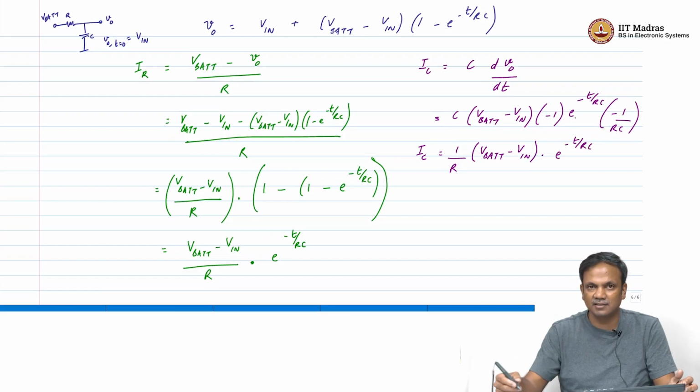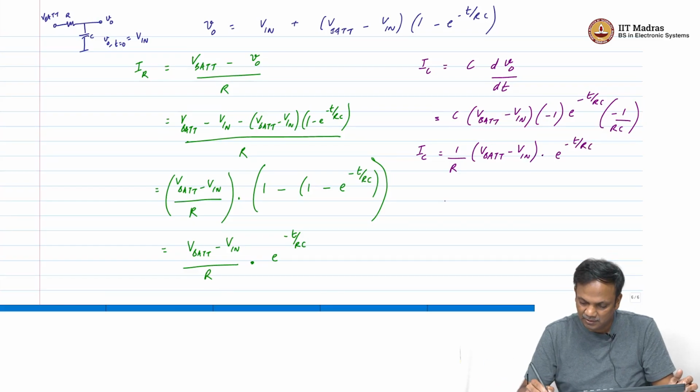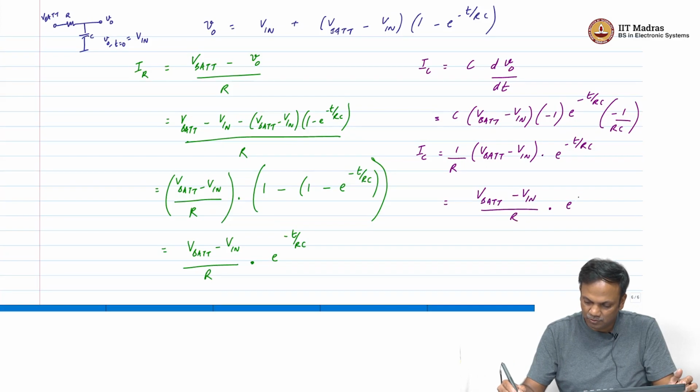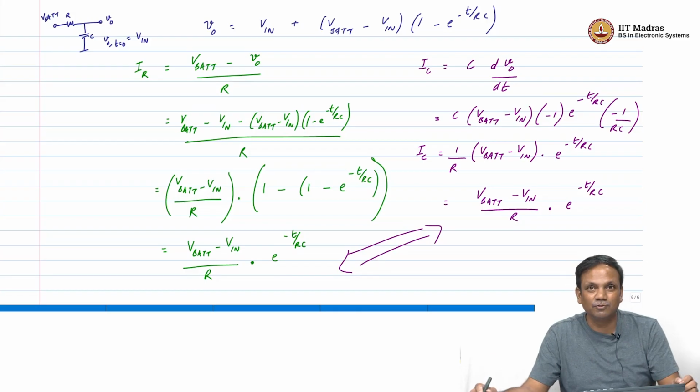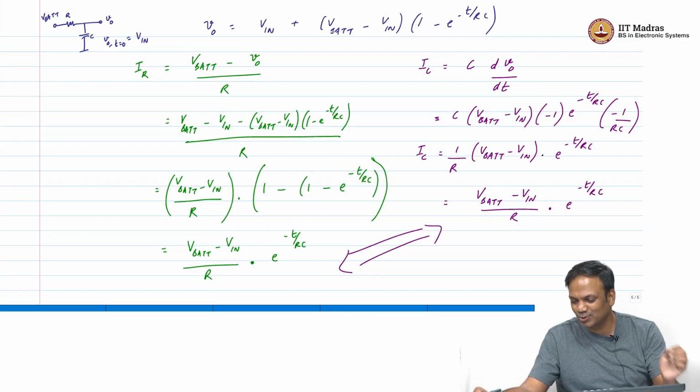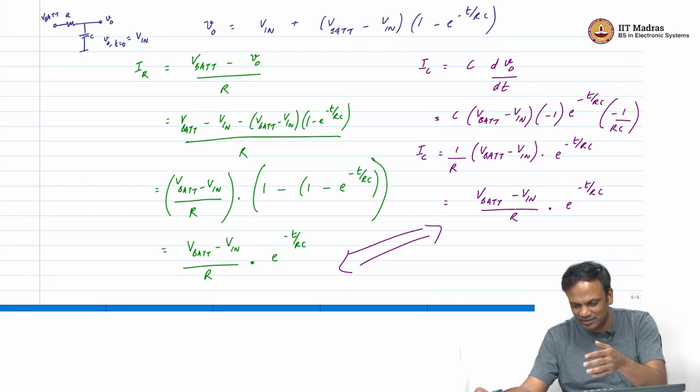The capacitor gets cancelled out in the previous term. So, you have (V bat minus V in) by R into e to the minus t by RC. So, these two match. You fully expect them to match. It is just good to do this to be sure that I did not make any silly mistakes anywhere, right.